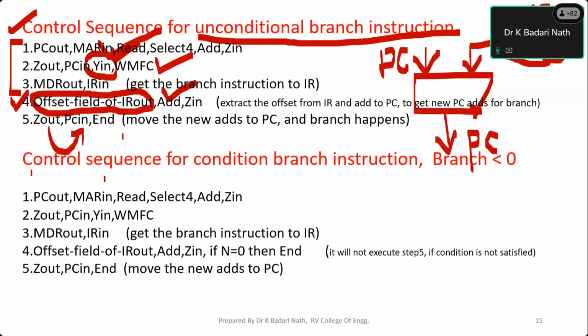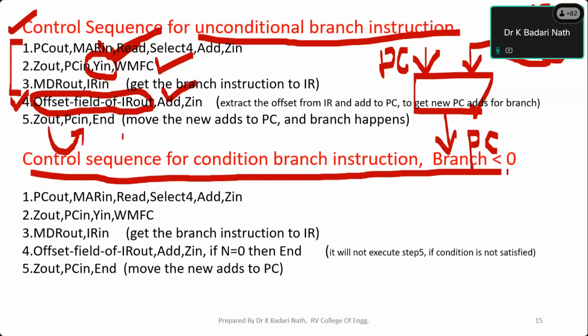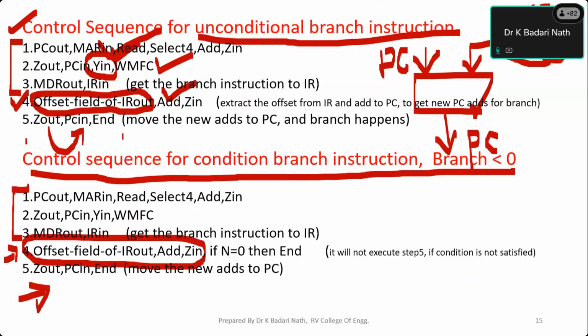Now let's go to the next one. Control sequence for conditional branch instruction. Branch less than 0. Here the first three steps are the same, no change. Only the fourth has a difference. Why the difference? In the unconditional branch, 100% branching will happen in the fourth state. In a conditional branch, there is no guarantee. That means this may execute, yes or no. Here the fifth always executes, because you are loading the new value into the program counter, because it's an unconditional branch. In the conditional case, the fifth will not execute if the condition is not met.